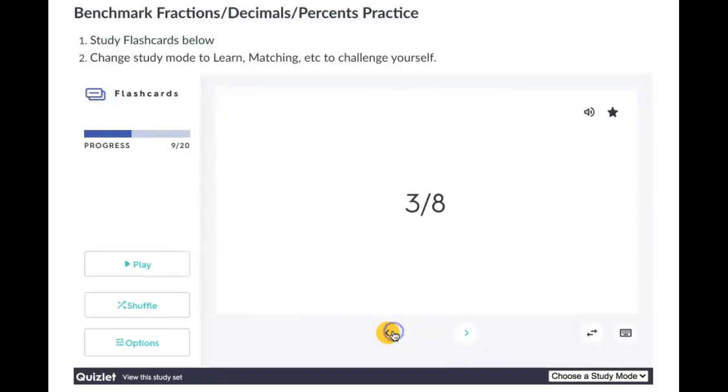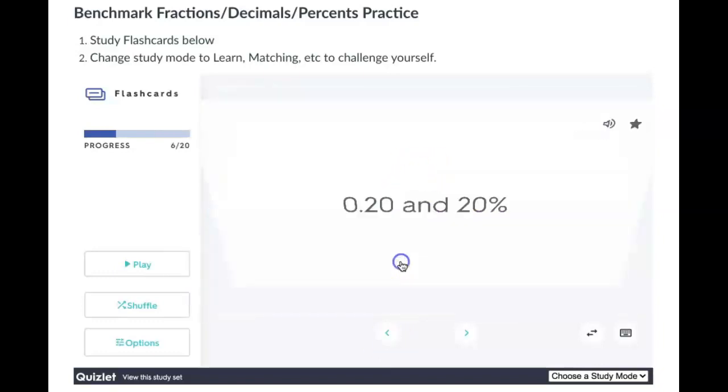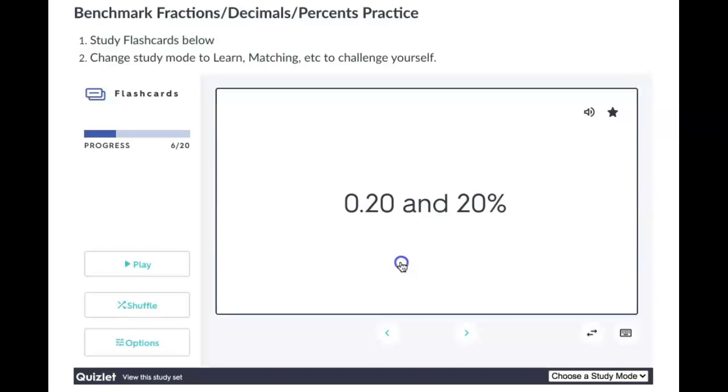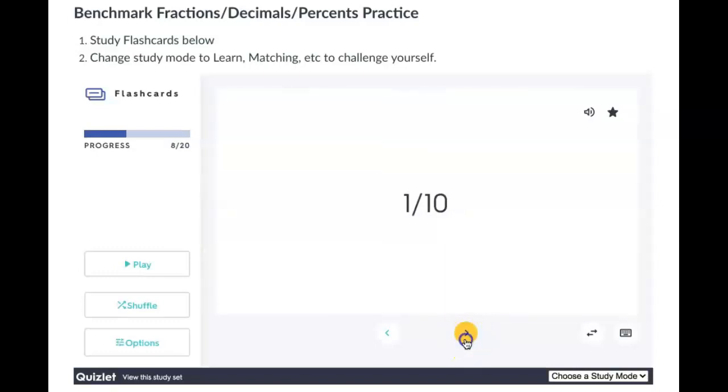2/5. Just a moment ago, we found out what 1/5 was. What would 2/5 be? Answer that, please. 40 hundredths or 40%. Very good. 5/8 as a decimal will be what? 625 thousandths, or 62 and 5/10%.